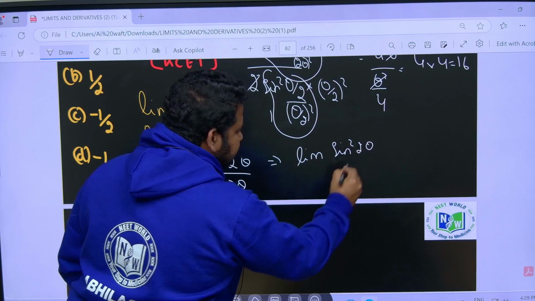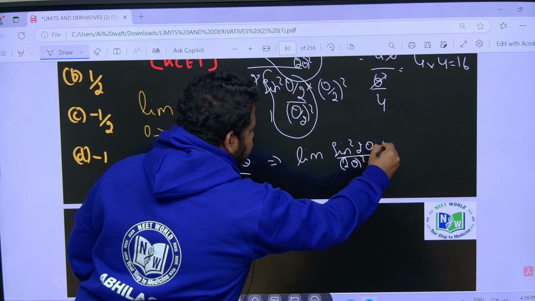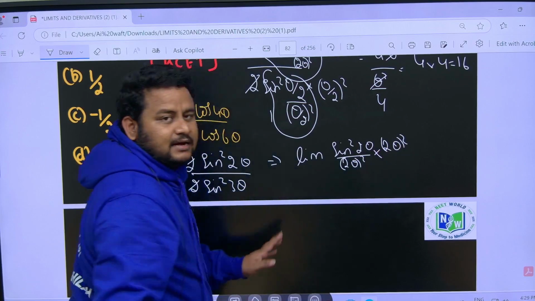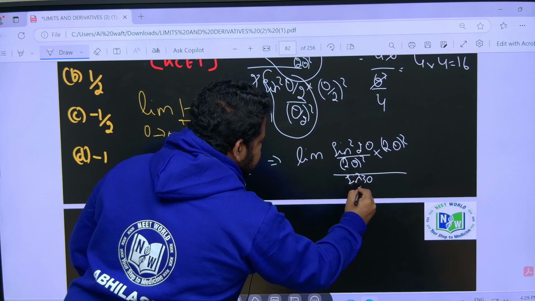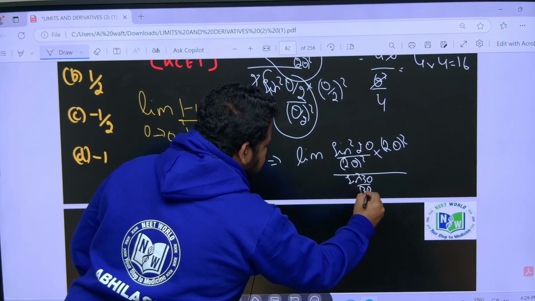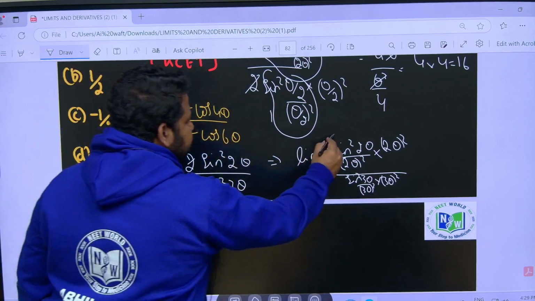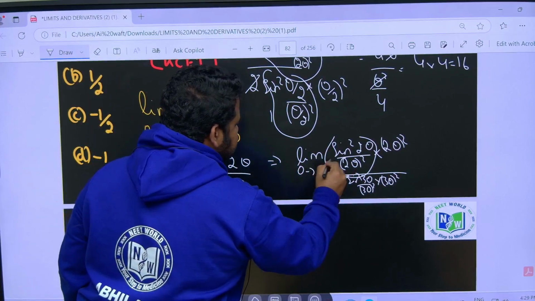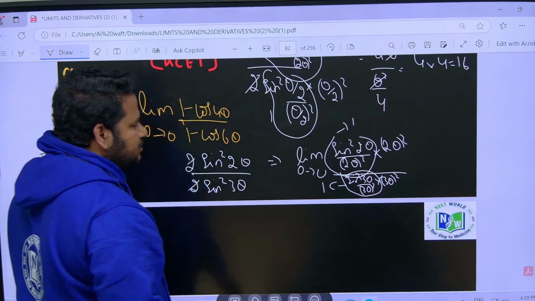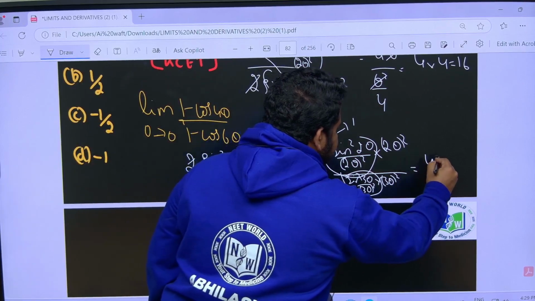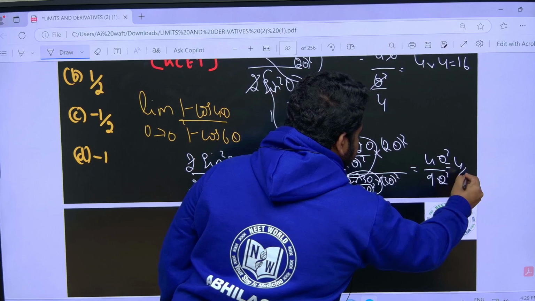Now I can write this as limit sin square 2 theta, divided by 2 theta square and multiplied by 2 theta square. Correct? Similarly sin square 3 theta, divide by 3 theta square and multiply by 3 theta square. As theta tends to 0, this value will be equal to 1, and similarly this value will be equal to 1. What am I left with? I am left with 4 theta square divided by 9 theta square. Theta square cancels. The answer will be 4 by 9.